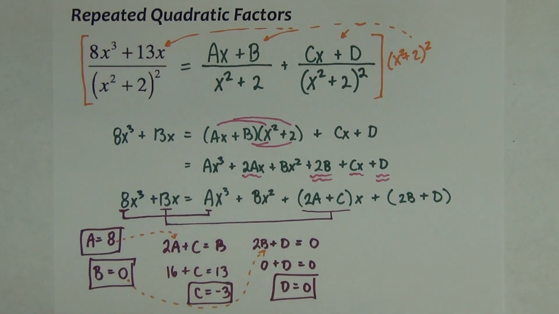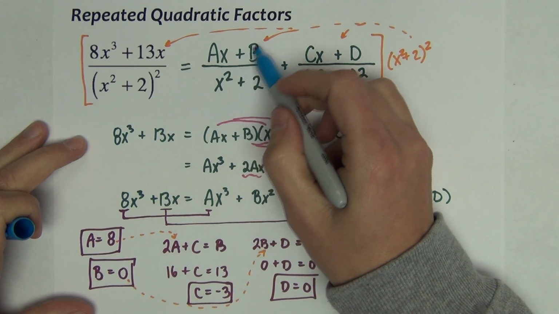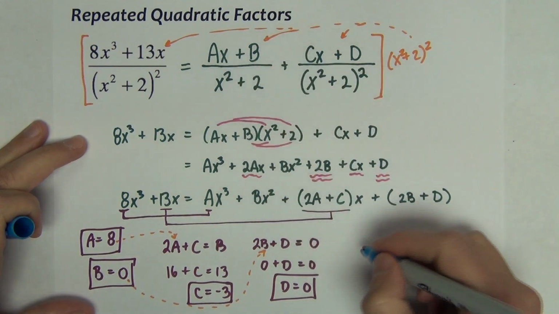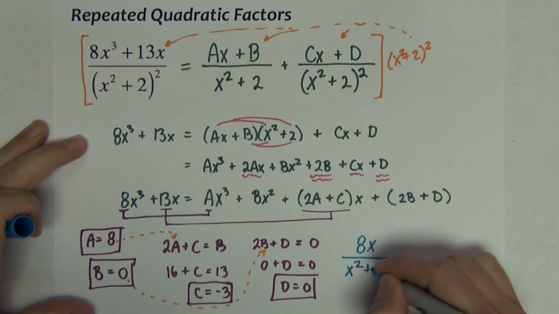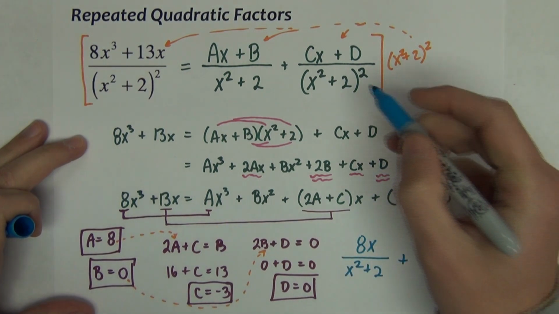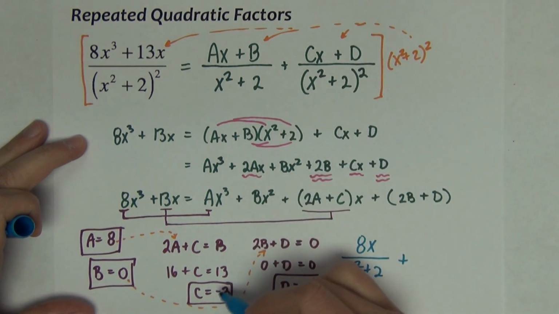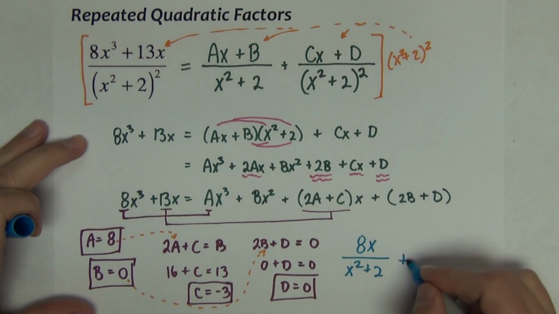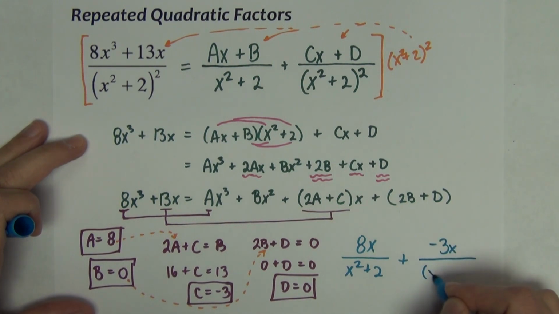The final step is to write this solution. So I'm fitting into this form ax plus b. Remember, the b is 0, so it's just going to be 8x over x squared plus 2 plus, I have cx plus d. The d is 0. The c happens to be negative, so I probably should pull that negative out. But since I already wrote plus, I'm just going to go ahead and write negative 3x over x squared plus 2 squared.